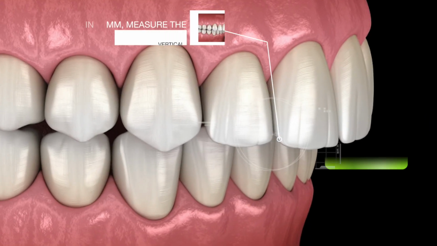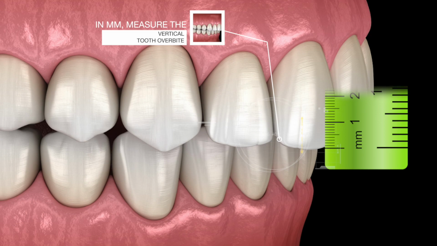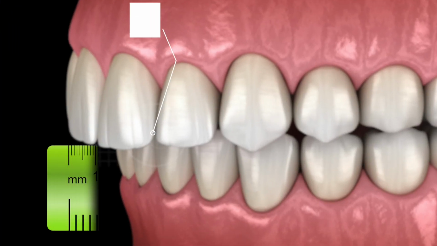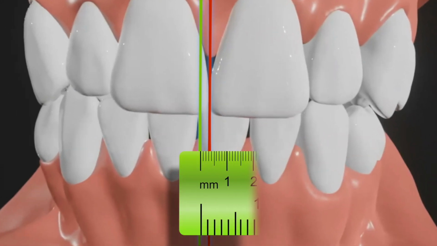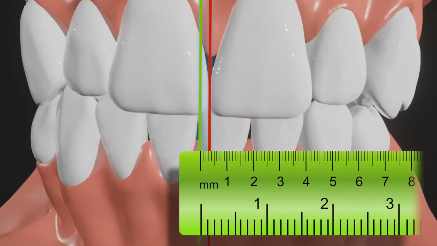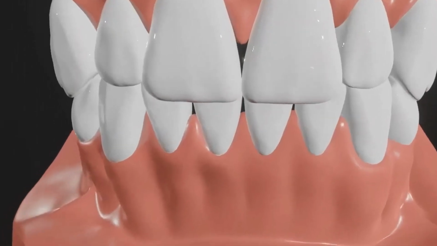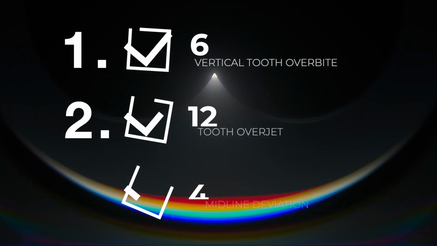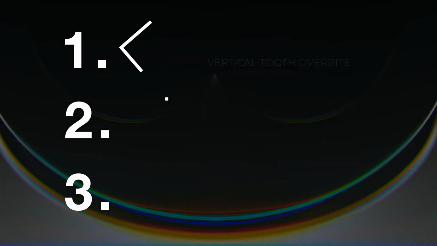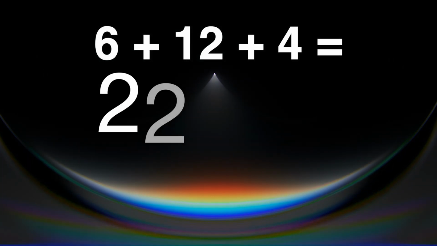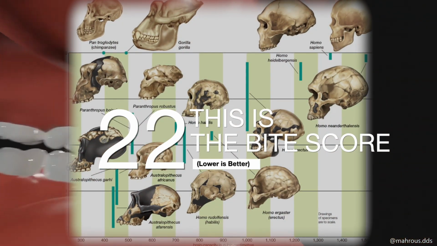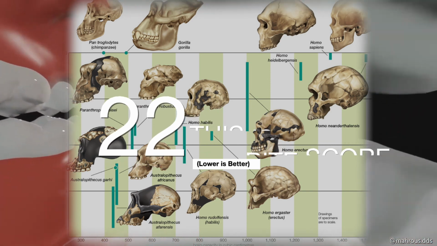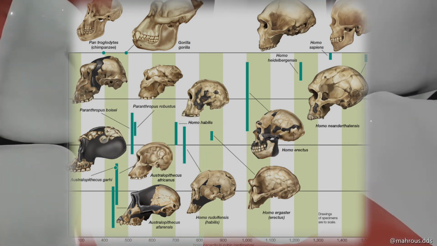1. In millimeters, measure the vertical tooth overbite. 2. Measure the horizontal tooth overjet. 3. Measure the midline deviation. 4. Add 1, 2, and 3. This is the bite score. A low bite score is desirable, since paleo people had a bite score of close to 0 or 1 or 2, according to all our ancient skull bite analyses.